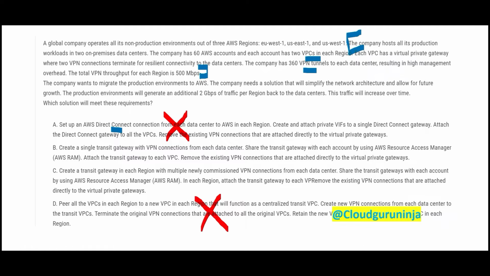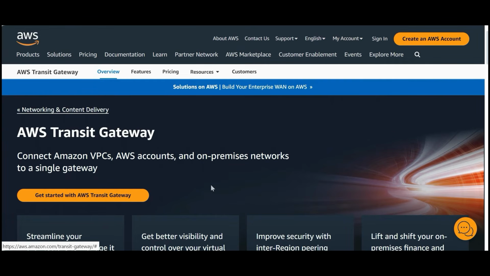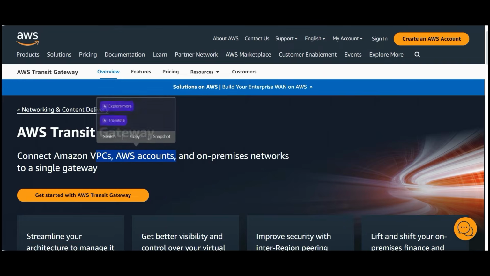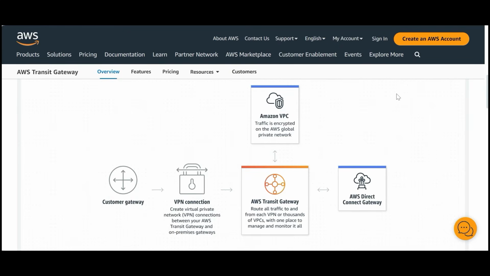Okay, so transit gateway is a service meant for this purpose. You can connect VPCs. See in this question what we have, we are telling a lot of VPCs are there, a lot of accounts are there, plus we also have on premises. So all three things are taken. So this is how transit gateway looks.